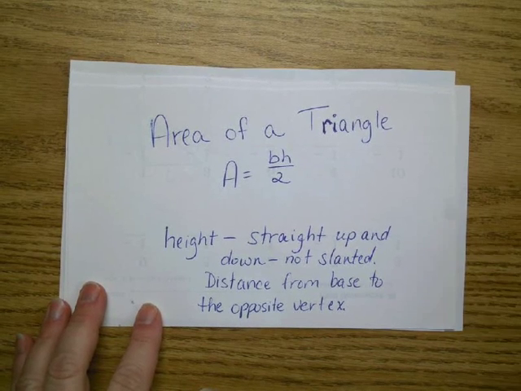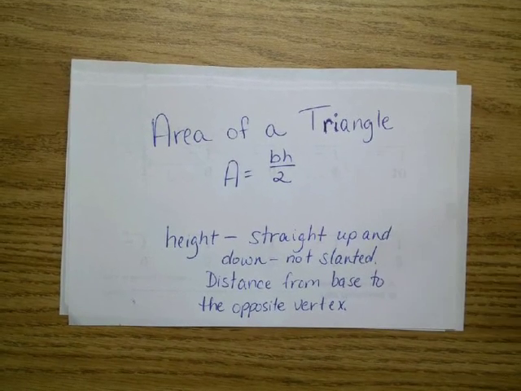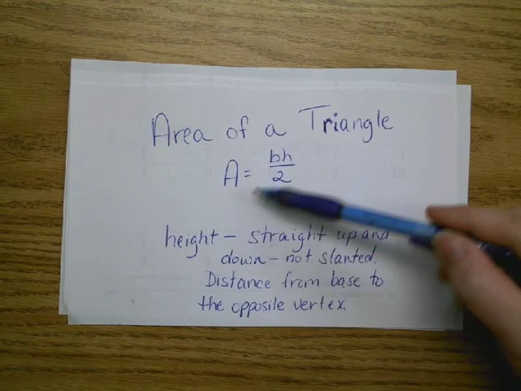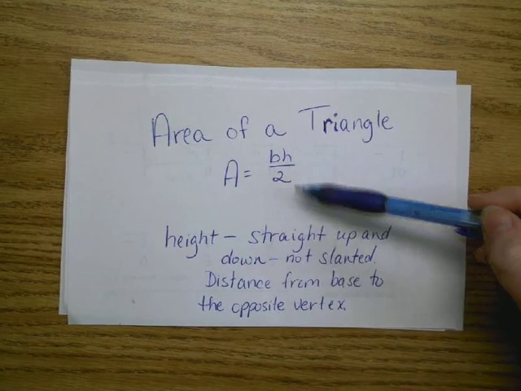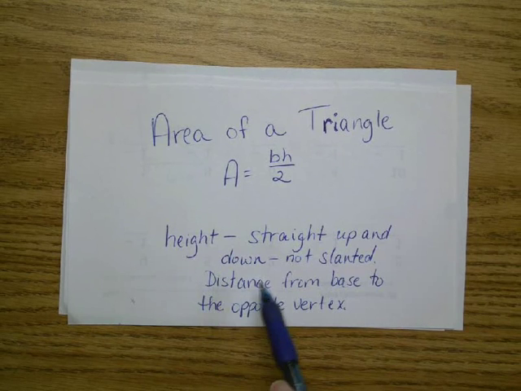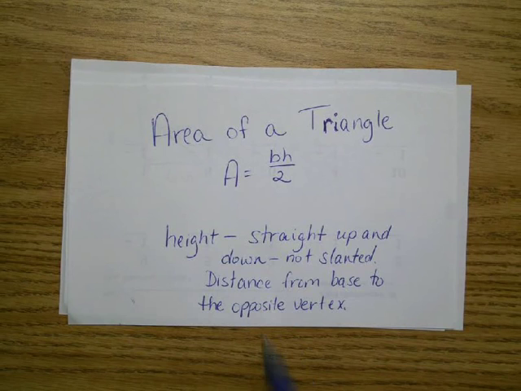Hi, today we're going to talk about finding the area of a triangle. Remember that our formula for finding the area of the triangle is to take the base times the height and then divide it by 2. Remember that the height is the straight up and down, not the slanted. It's the distance from the base to the opposite vertex.